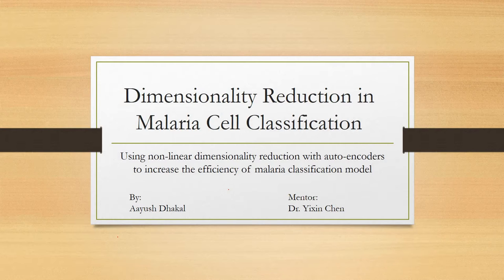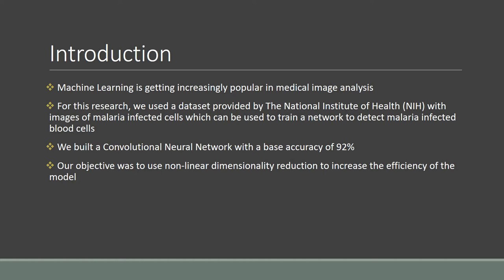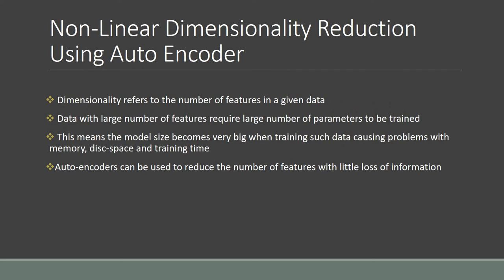Firstly, a quick introduction. Machine learning is getting increasingly popular in medical image analysis. For this research, we used a dataset provided by the National Institute of Health with images of malaria-infected cells which can be used to train a network to classify malaria-infected blood cells. We built a convolutional neural network with a base accuracy of 92%. Our objective was to use nonlinear dimensionality reduction to increase the efficiency of this model.